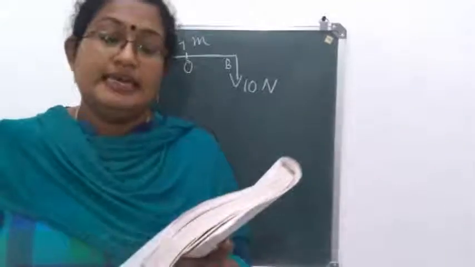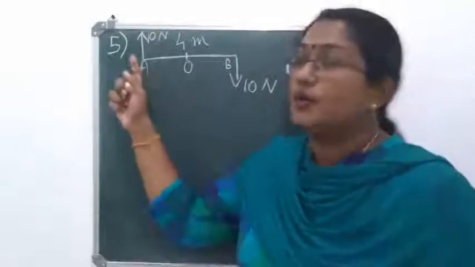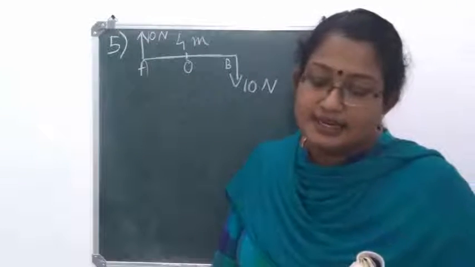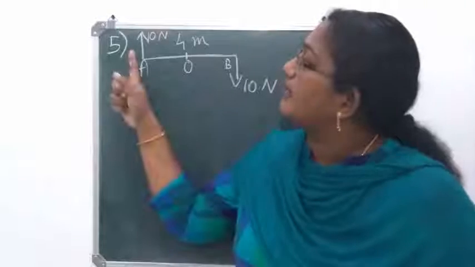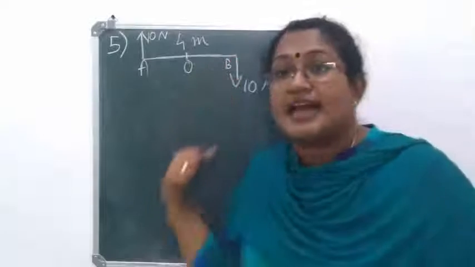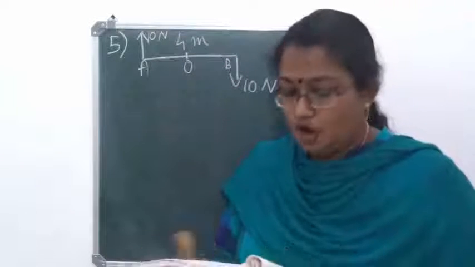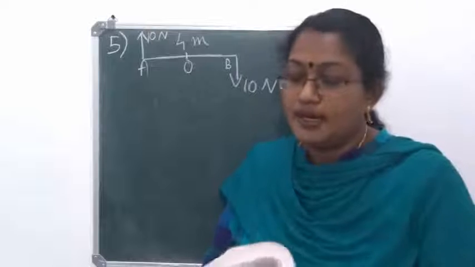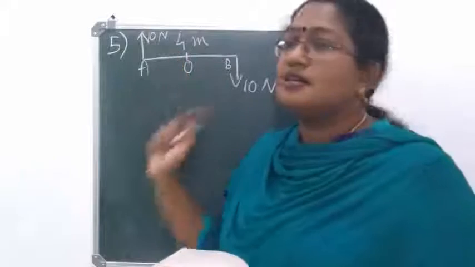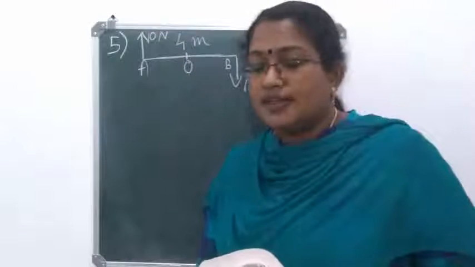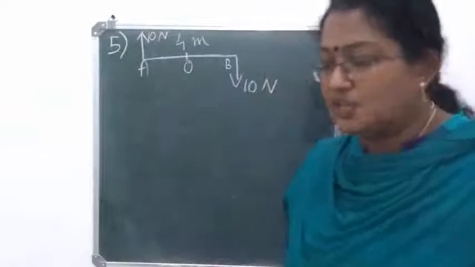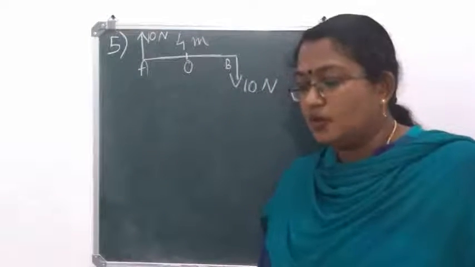Two forces, each of magnitude 10 Newton, act vertically upwards and downwards respectively at the ends A and B. So this force is acting in the upward direction, whereas this one is acting in the downward direction, at A and B of a uniform rod of length 4 meter. The total length of the rod from A to B is 4 meter, which is pivoted at its midpoint O. The pivot is at O. Determine the magnitude of the resultant moment of the forces about the pivot O.